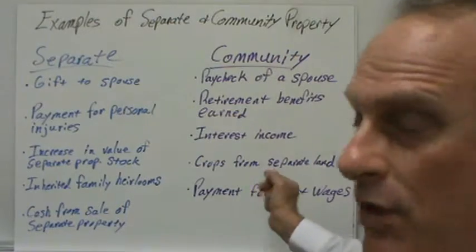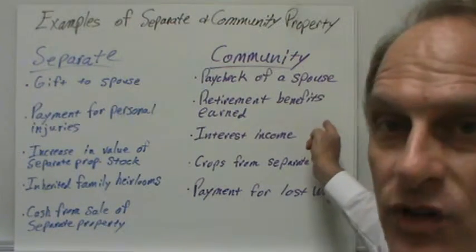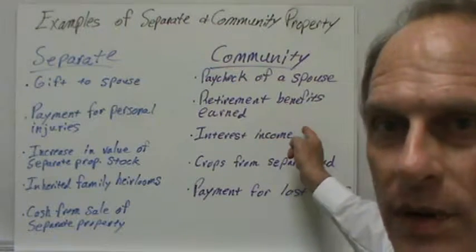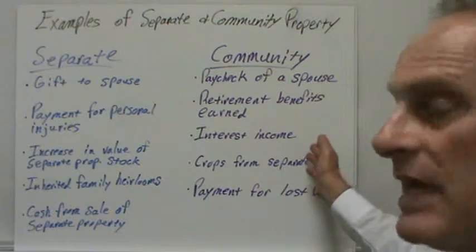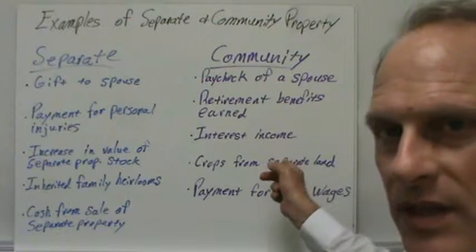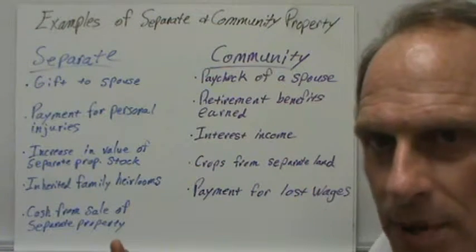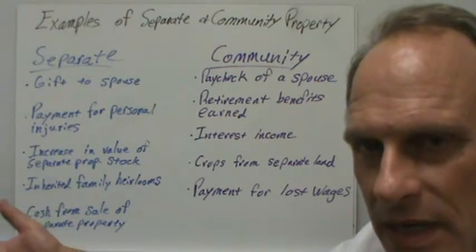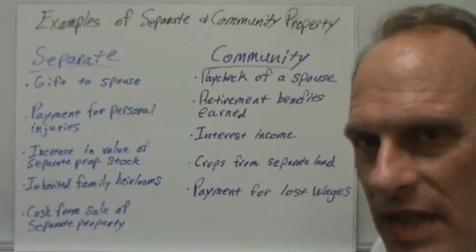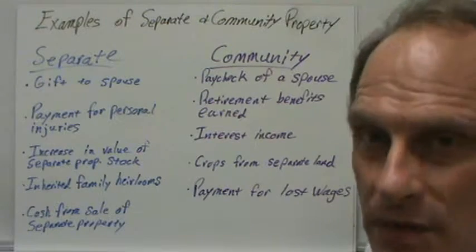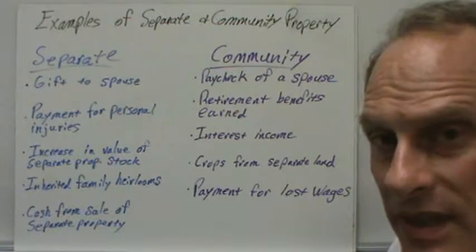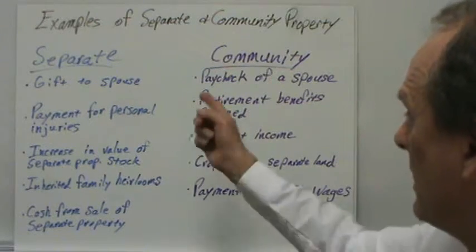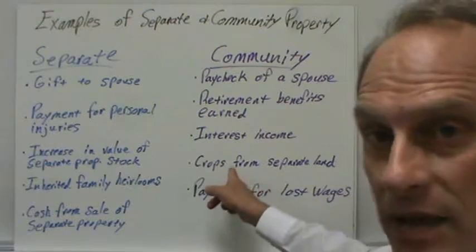What about community property? A paycheck of a spouse, community property. Retirement benefits earned during marriage, community property. Interest income, even if that interest income is on a certificate of deposit, if the certificate of deposit is separate property, the interest on that during marriage is going to be community property. And this might be one of the things that the parties could change by written agreement if they wanted to do that. Crops from separate land.